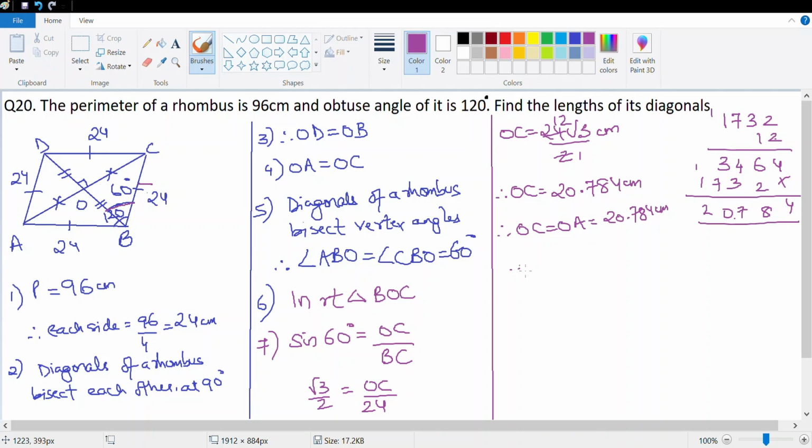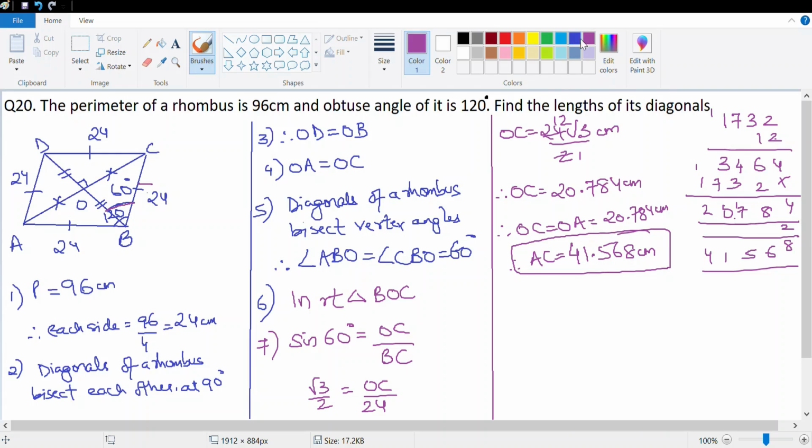Therefore, AC is equal to 2 times this, which means 2 into 4, 8, 2 into 8, 16, 14 plus 1, 15, that's 1, 4. So that's 41.568 centimeter. So one diagonal we've calculated, it's 41.568.